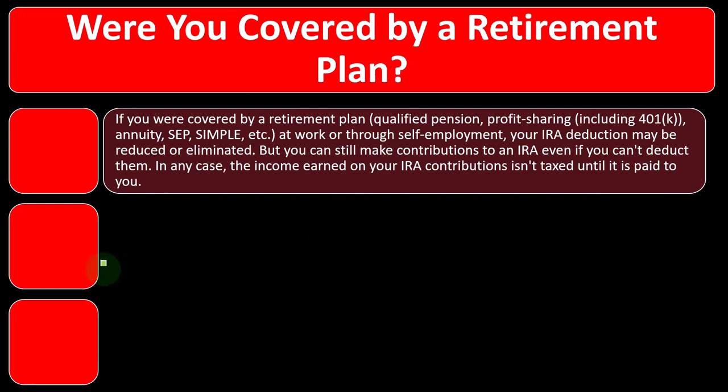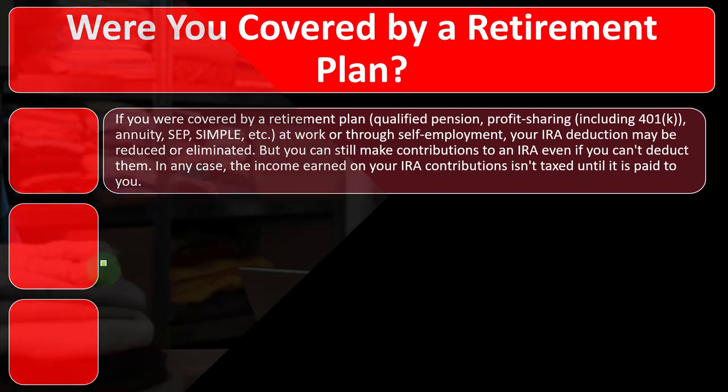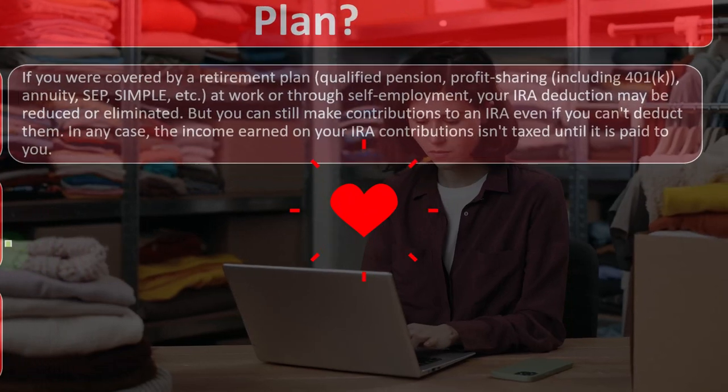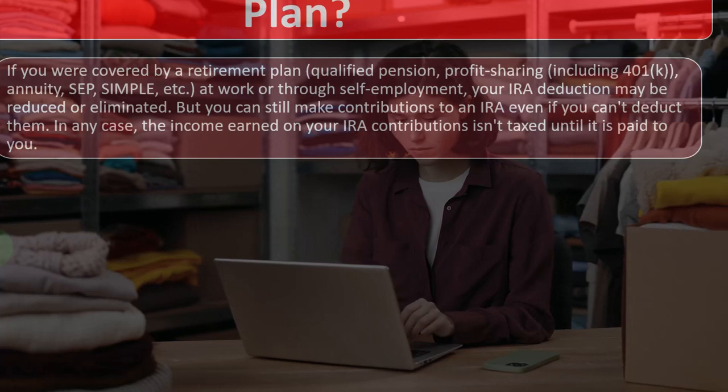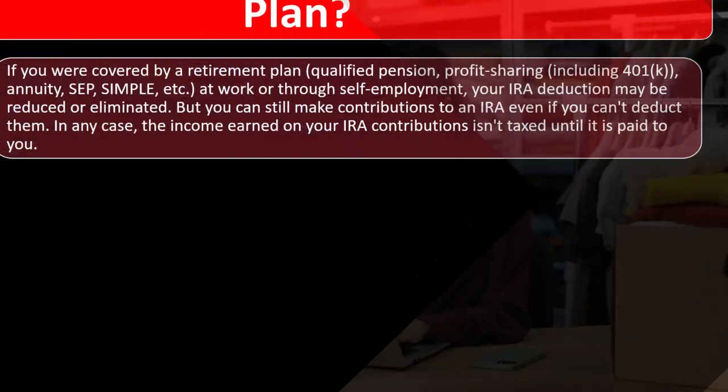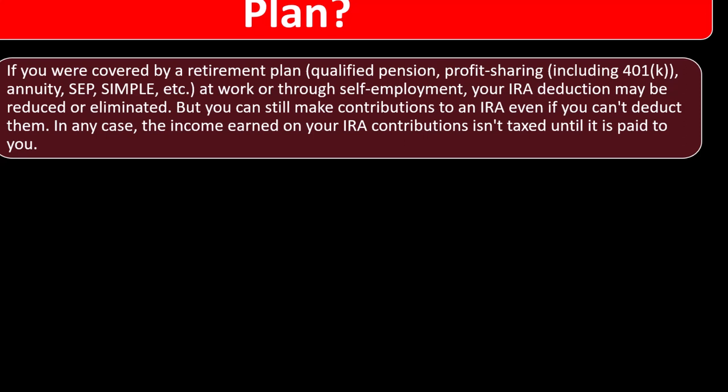So were you covered by a retirement plan? In other words, we're talking about an IRA. Now the question is, what if you had access to a 401k plan? Can you still put money into an IRA? It depends. If you were covered by a retirement plan, qualified pension, profit sharing, including 401k, annuity, a SEP, a SIMPLE, etc., at any work or through self-employment, your IRA deduction may be reduced or eliminated. But you can still make contributions to an IRA even if you can't deduct them. In any case, the income earned on your IRA contribution isn't taxed until it is paid to you.